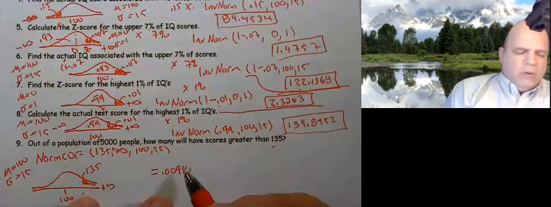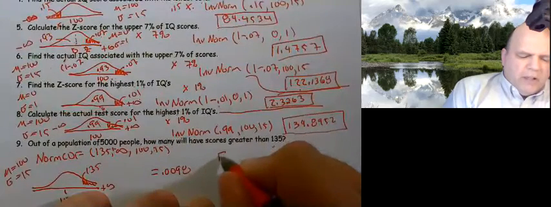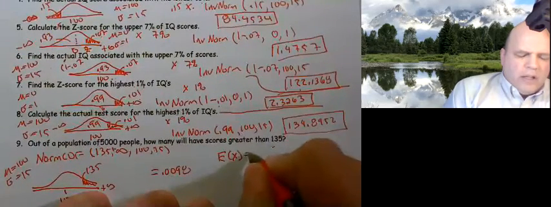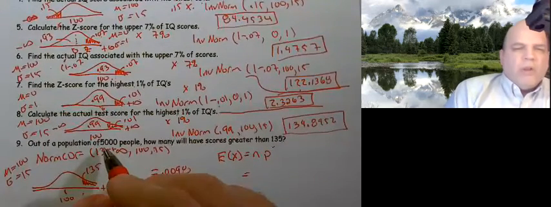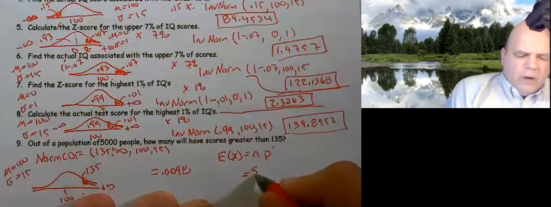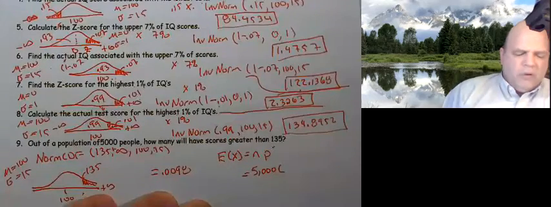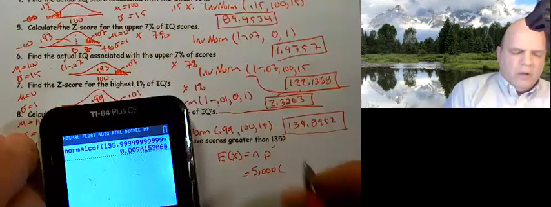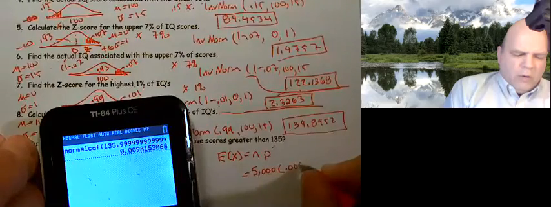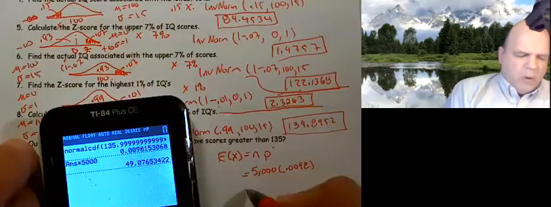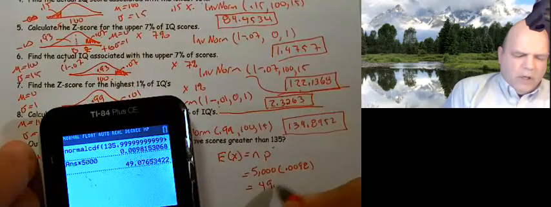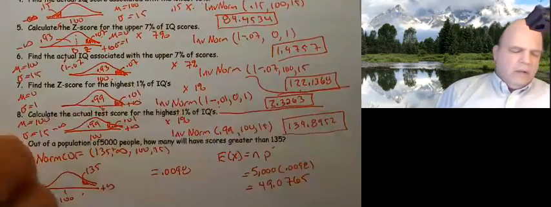So here's what I need to do. This tells me I'm really looking for an expected value. So an expected value is the number times the probability. Well, how many people were there? There were 5,000. 5,000 times what I already have on the calculator, 0.0098. So I'm going to multiply that times 5,000. And it tells me that I'm going to get 49.0765.